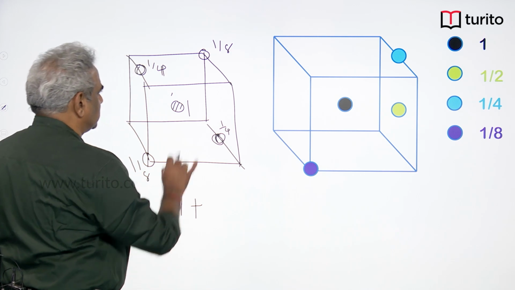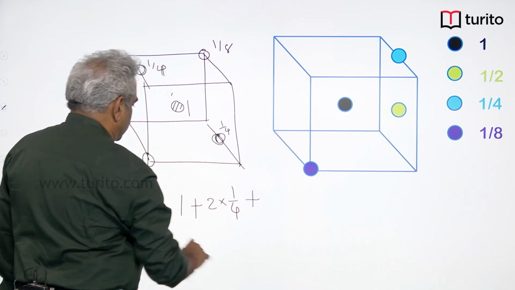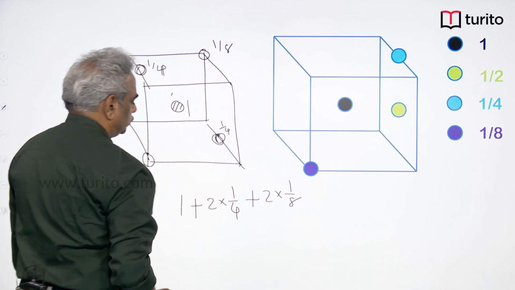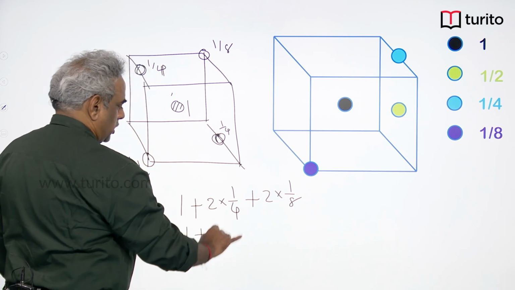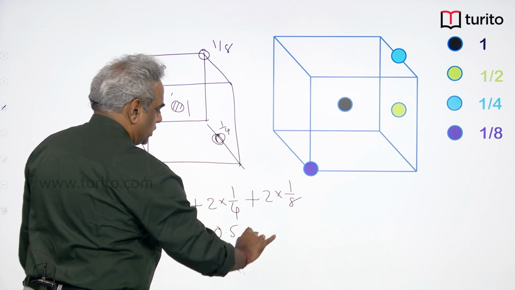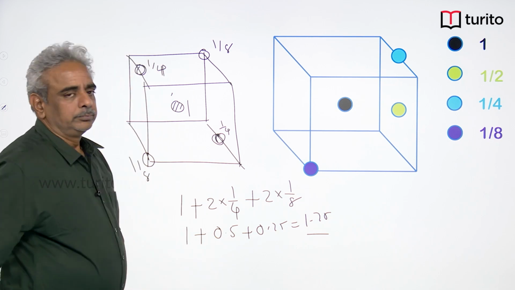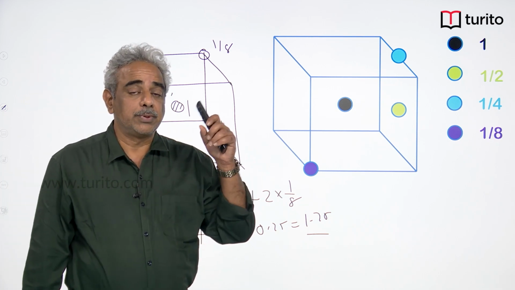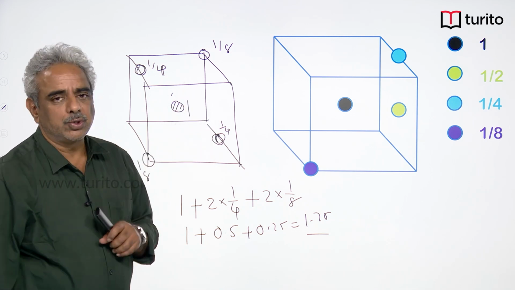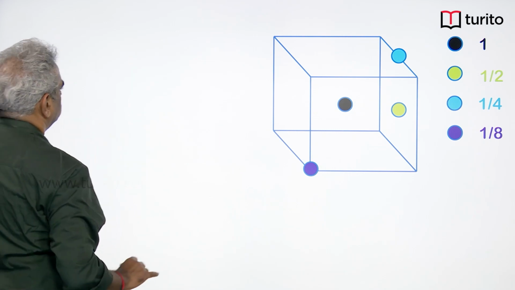So how many atoms are present? 1 plus 2 into 1/4 plus 2 into 1/8. So you should say 1 plus, how much is it? 0.5 plus 0.25, 1.75. There are only 1.75 spheres per unit cell. So this is how one has to calculate. Just see this.